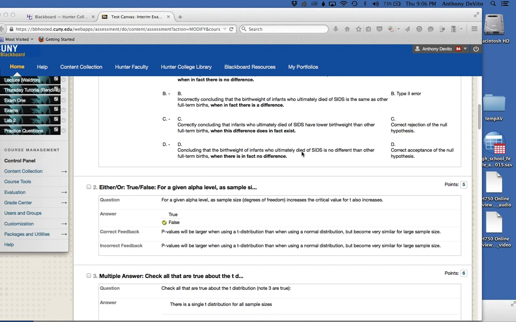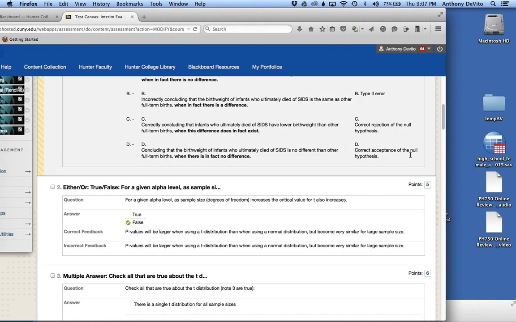Concluding that the birth weight of infants who ultimately died of SIDS is not different, there's no difference, when in fact there is no difference. Okay, and that's correctly accepting the alternative hypothesis, right? Our alternative hypothesis, well, hang on a second here, let me just think about this for a second. There's no difference, correctly assumed there's no difference, that birth weight of infants who ultimately died of SIDS is no different when in fact there is no difference. That's correctly accepting the null hypothesis.